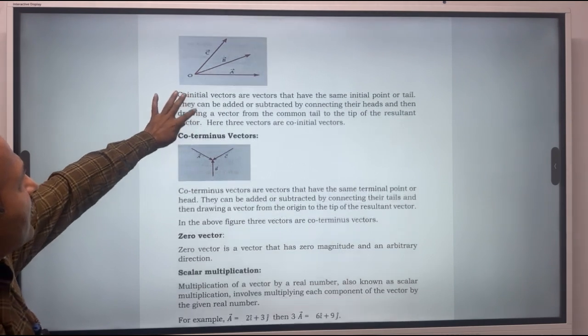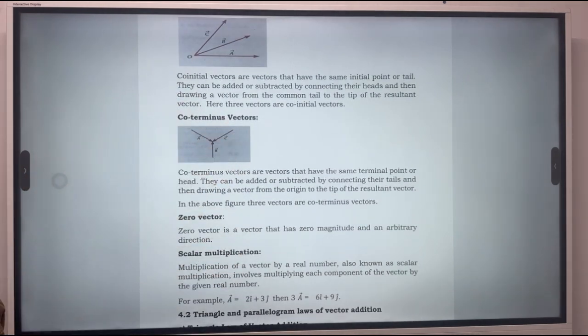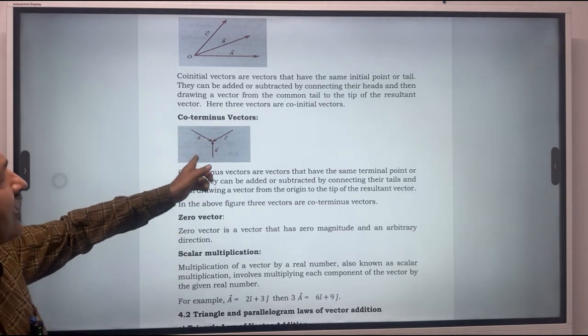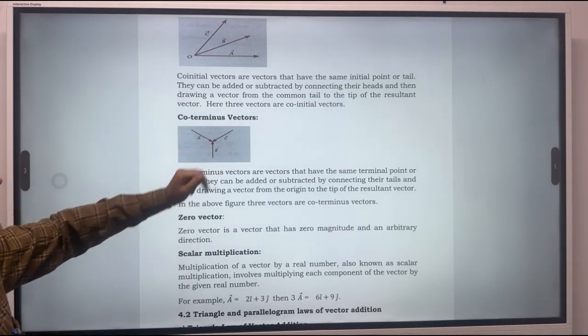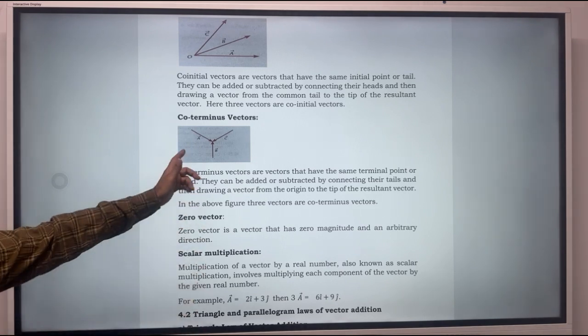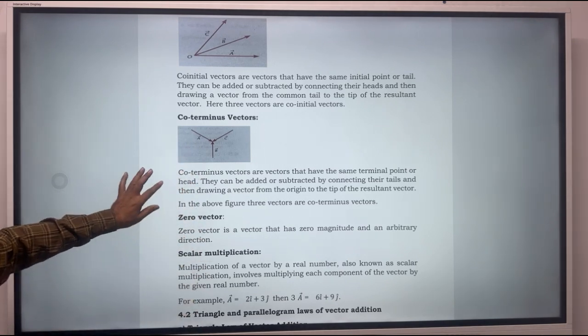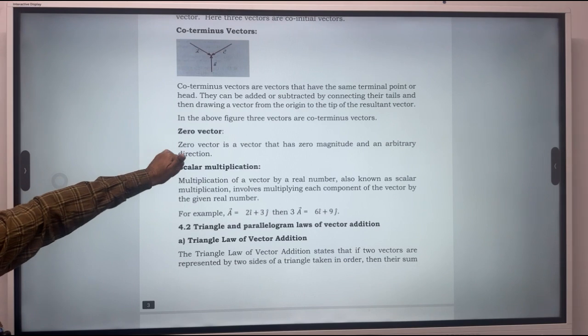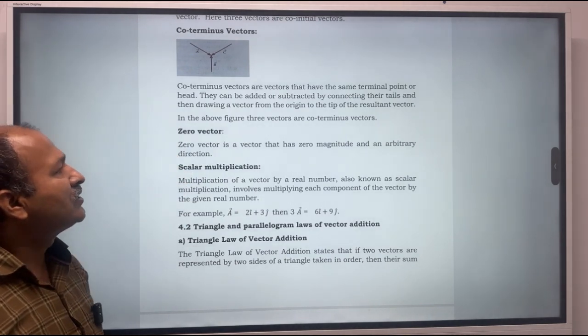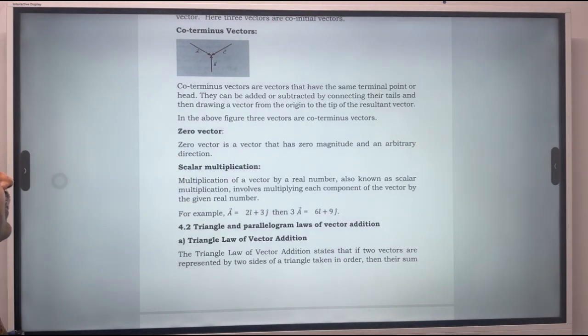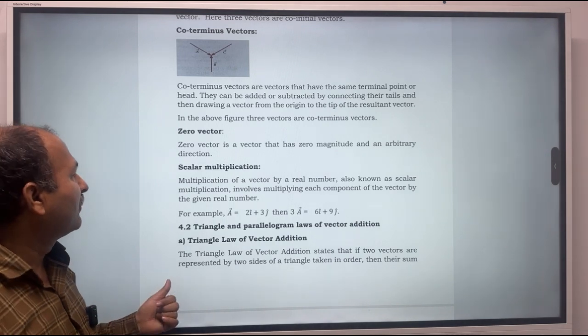These are just definitions. Coterminous vectors. Coterminous means ending at the same point. Here there are three vectors shown. They all are ending at this point. So we say that they are coterminous vectors. Zero vector: a vector whose magnitude is 0 and it has any arbitrary direction.